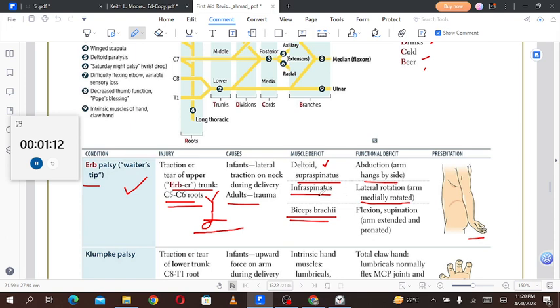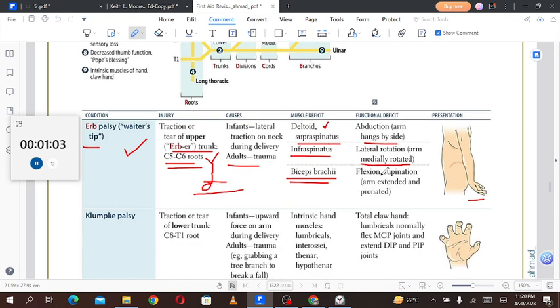That was the function of infraspinatus, to laterally rotate the arm. If infraspinatus is not functioning properly, the arm will be medially rotated. And the biceps brachii was supposed to do flexion and supination, so the arm will be extended and pronated. As you can see, the arm is extended and also pronated. So this is Erb's palsy, or the waiter's tip, that is caused due to the damage to the upper trunk of the brachial plexus.